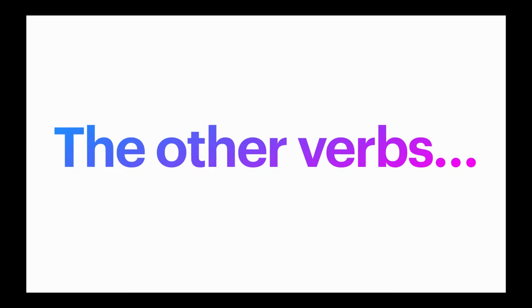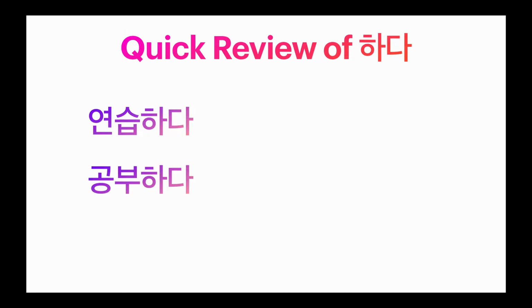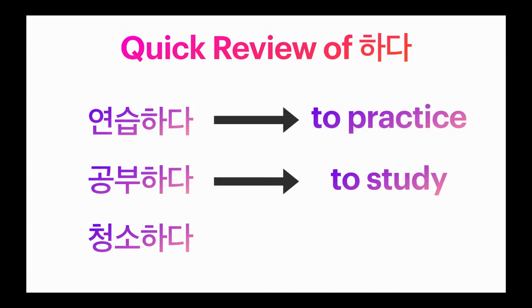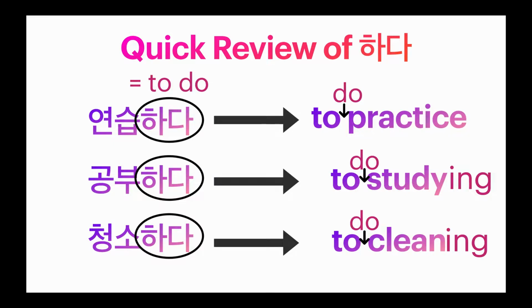Okay, so the other verbs today. Now last video we did 하다 verbs, so just a really quick review of those 하다 verbs. 하다 means to do, and last time we learned 연습하다, 공부하다, and 청소하다. To practice, to study, to clean. Now because 하다 means to do, this directly translates to do practice, to do studying, to do cleaning.